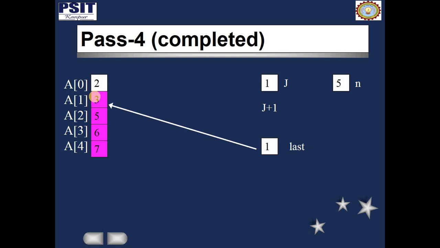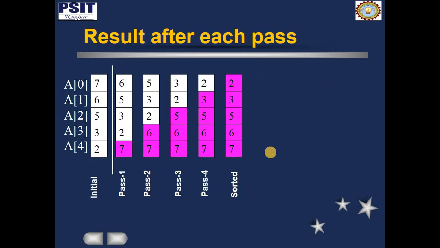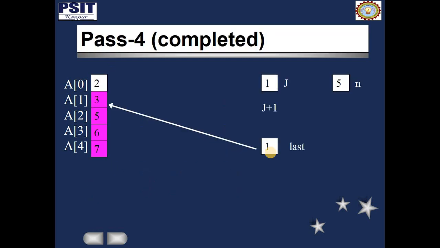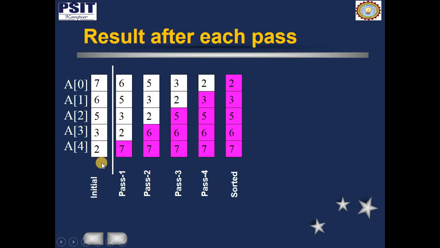So pass 4 is also completed, because j value reaches the last value. Okay, so pass 4 is completed. So and after this my sorting is also over. Okay, because there are 5 elements, so number of passes will be n-1, that is 4. So sorting is completed, और हम देख सकते हैं कि हमारा एरे शॉर्ट हो चुका है.